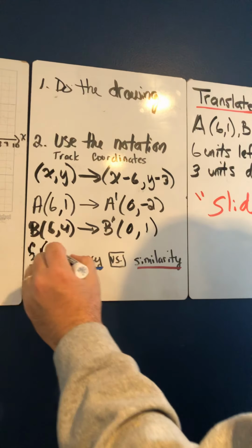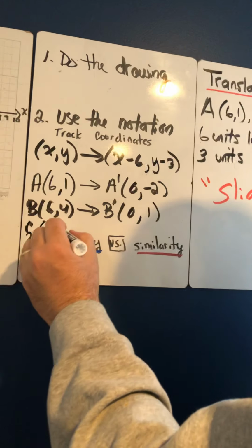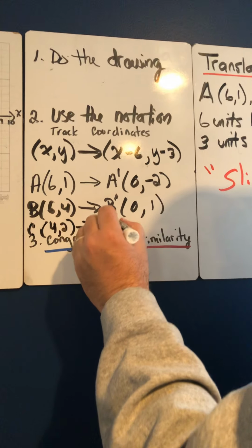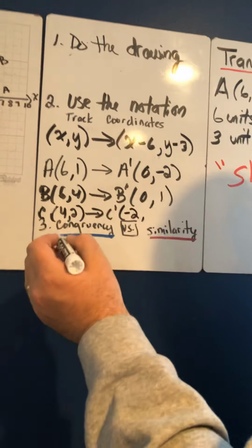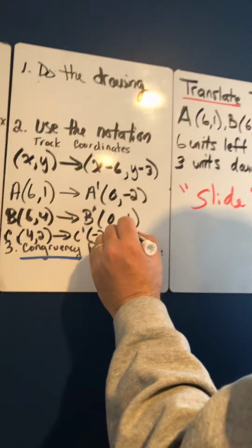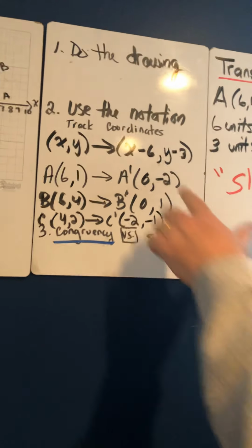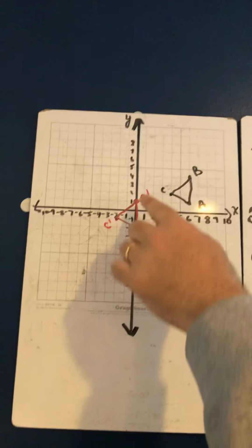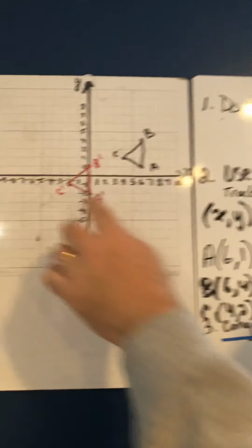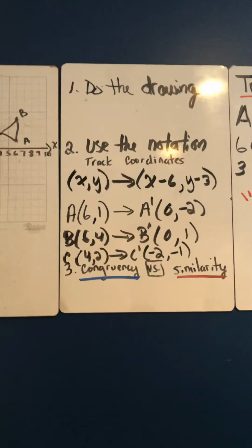And then my final one is C, which was located at 4, 2. So that means C prime, if I subtract 6, 4 minus 6 is negative 2, and 2 minus 3 is negative 1. All these points line up with my new A prime, B prime, C prime. A prime's at 0, negative 2, B prime's at 0, 1, and C prime's at negative 2, negative 1. Okay? So those are our 3 goals for each one of our transformations.